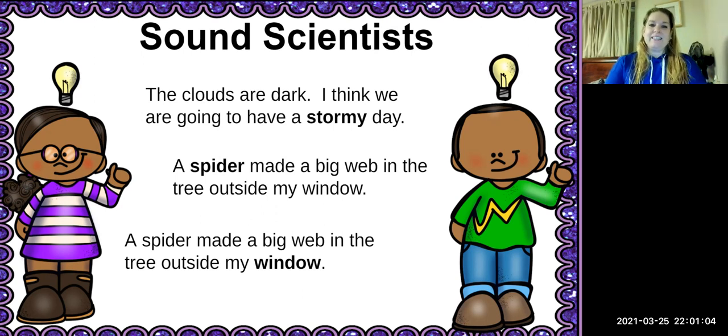Okay, so our second sentence. A spider made a big web in the tree outside my window. So the first time we look at the sentence, we're going to look at the word spider. Spider. How many syllables are in the word spider? Two syllables. Spider. So the first syllable is spy, and the second syllable is der. Very good. What is the vowel sound in that first syllable?